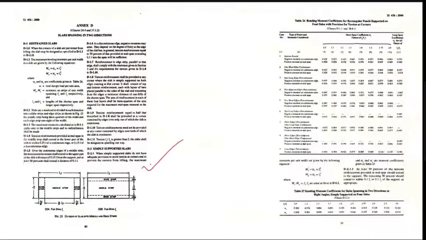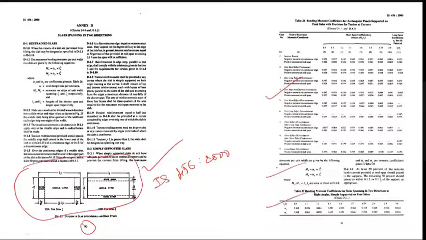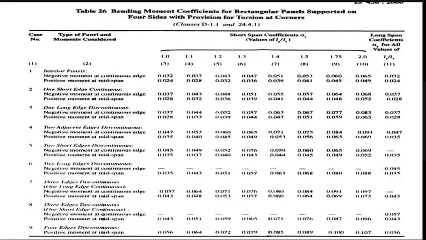So this is your IS 456-2000, page number 91. Here it has given everything. I hope you have already studied this one. For different conditions we have different tables. Here we have some conditions, whether it is continuous or discontinuous, and whether it is supported on 3 edges, 4 edges, like that.